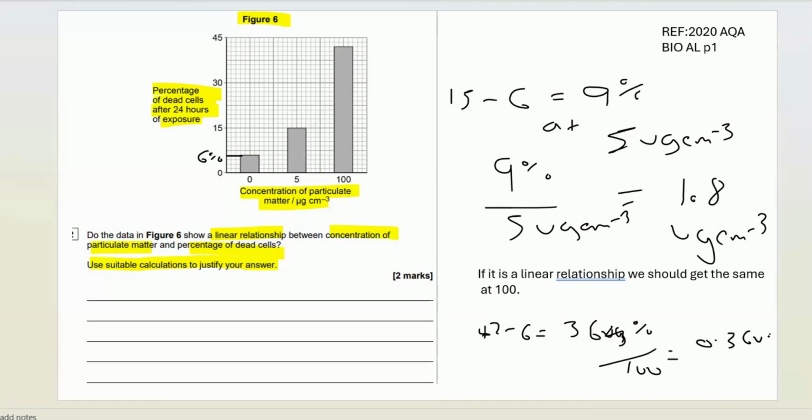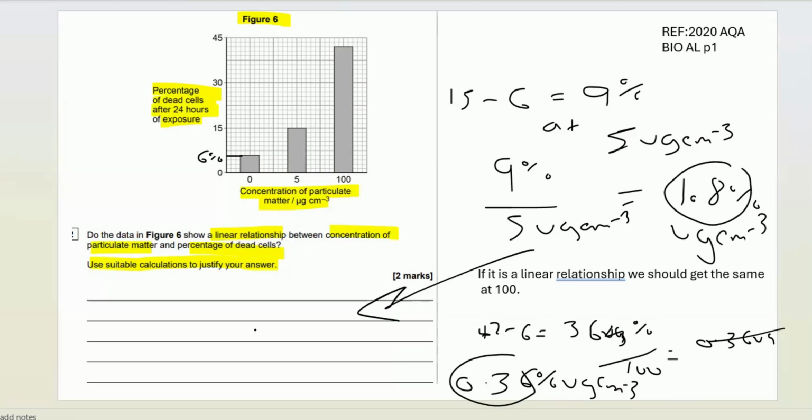So how many percent per microgram per centimeter cubed? So we've got to do 36 over 100, and we end up with 0.36% per microgram per centimeter cubed. So actually, it's gone down. So this is not a linear relationship at all. We had 1.8 and it's gone down to 0.36. So the answer here is no. It's not a linear relationship. And here's just 2 of the calculations you could do to show that.